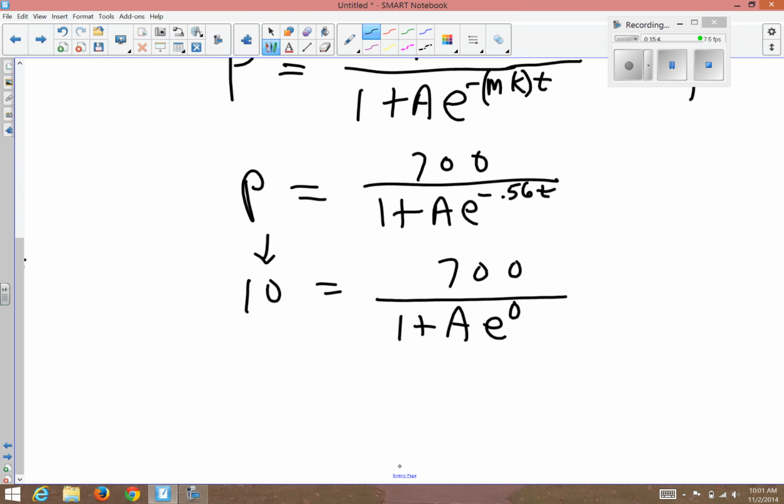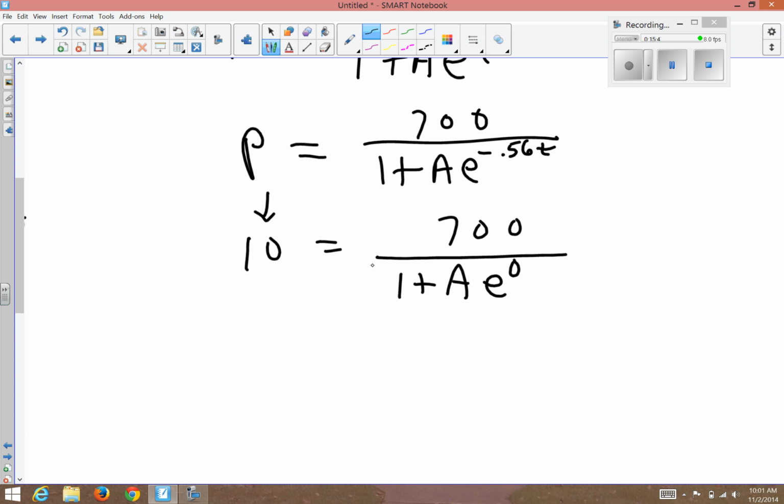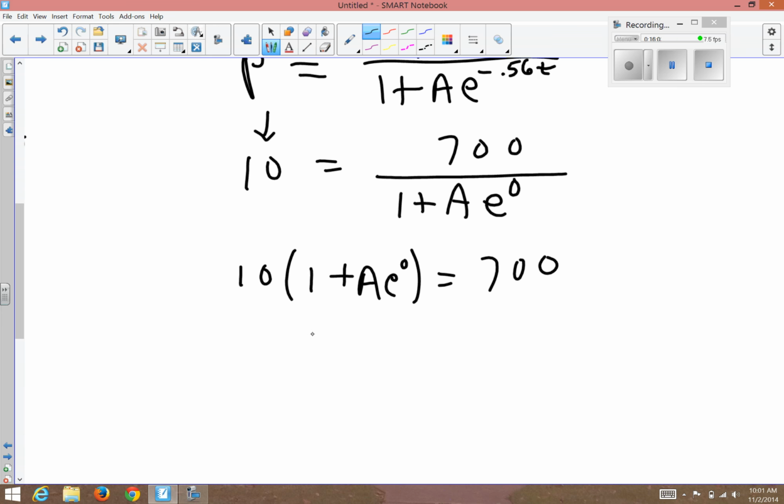If we cross multiply here, we can say 10 times this denominator equals 700, because under the 10 there's a 1. 700 times 1. A lot of ways to solve this. You can divide both sides by 10. 1 plus A equals 70. E to the 0 is 1. Divided both sides by 10. So A equals 69.